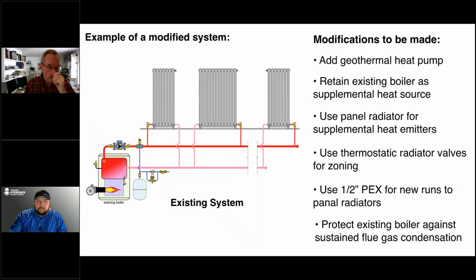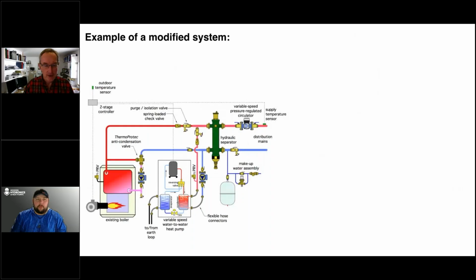I'll finish real quickly. This is just a 2-pipe cast iron system. You know, this could have been out of the 1930s. Let's say we're going to add a geothermal water-to-water heat pump to this. So I've kind of split it up here. I've got the existing boiler over there. I've put the anti-condensation valve in. I'm just showing a generic water-to-water heat pump.